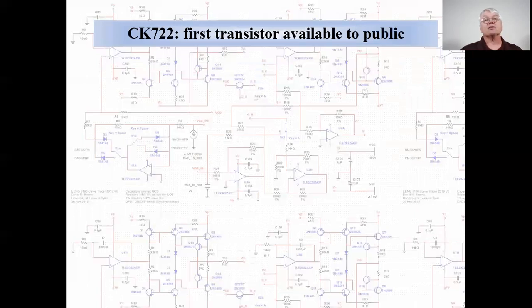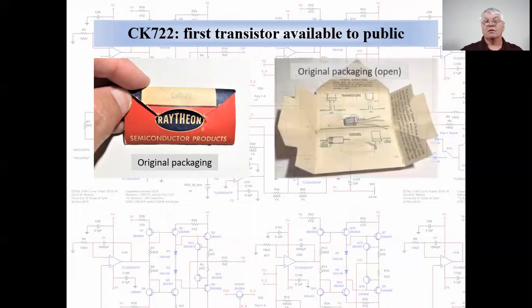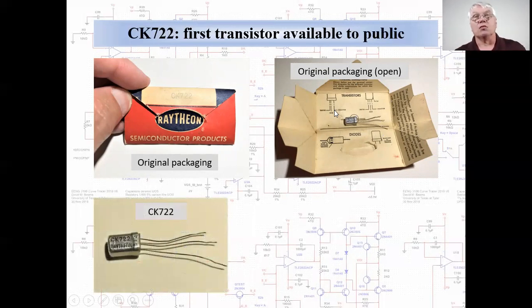The first transistor that was made available to the general public was the Raytheon CK722. This is the original packaging of the CK722, and this is the CK722 inside its packaging. The same paper envelope package was apparently used for other devices because you can see here diodes as well as transistors. This is a close-up of the CK722.